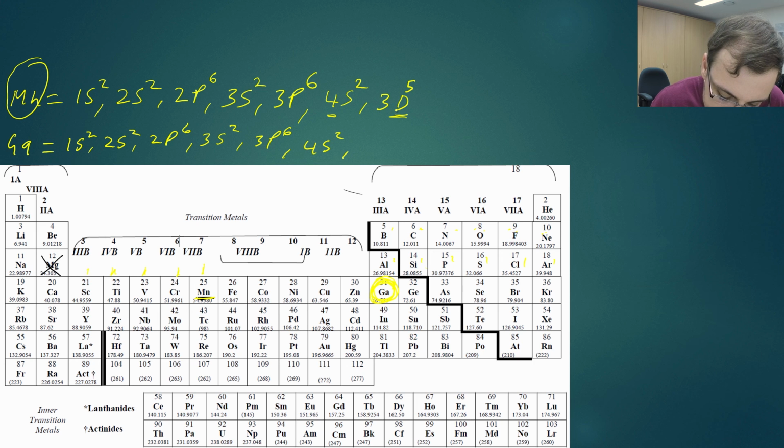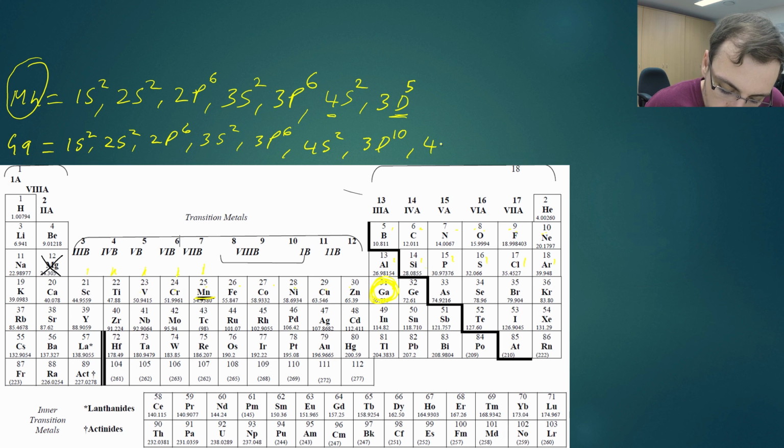Okay, here's where things change. So we've got 4s2. Now we've got 3d. Now let's count them across: 1, 2, 3, 4, 5, 6, 7, 8, 9, 10. Okay, so that's entirely filled. So 3d10.